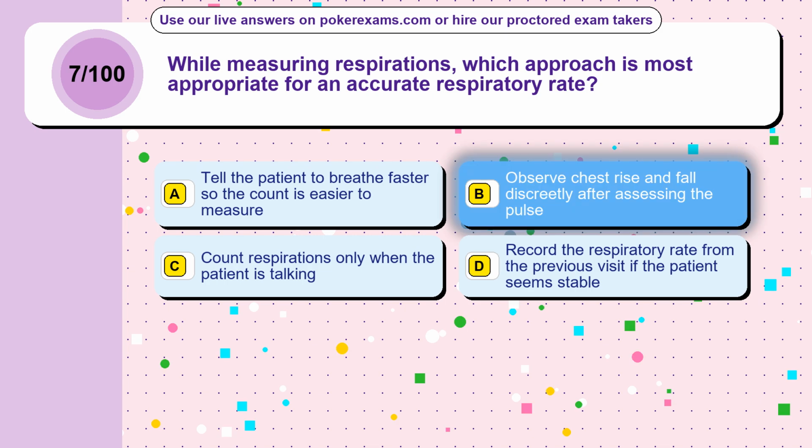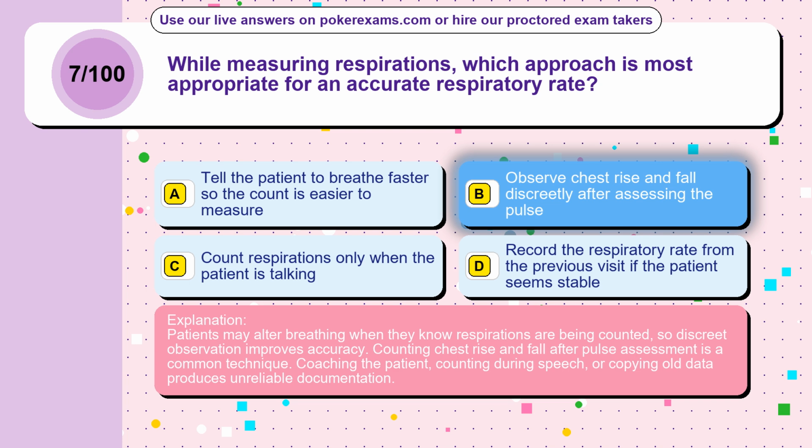The correct answer is option B. Observe chest rise and fall discreetly after assessing the pulse. Patients may alter breathing when they know respirations are being counted, so discreet observation improves accuracy. Counting chest rise and fall after pulse assessment is a common technique.